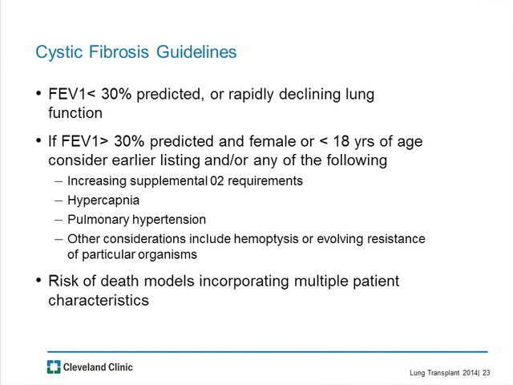Cystic fibrosis has models for death, and they do exist. But generally, cystic fibrosis doctors follow the guidelines of an FEV1 less than 30% or rapidly declining lung function. If the patient is a female or has diabetes, or has an increasing oxygen requirement, is now hypercapnic, or has pulmonary hypertension or hemoptysis, or has evolving resistance patterns to particular organisms, or is being admitted frequently, these patients should be considered for transplantation.